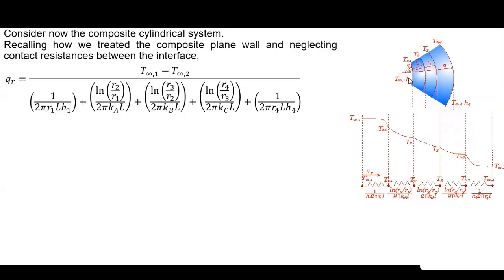That is, R3 is the outer radius of the second layer, and R2 is the inner radius of the second layer, and then divided by 2 pi Kb into L. Kb means the thermal conductivity of the material B, or the second material. Then plus natural log of R4 upon R3. So the outer radius of the third layer is R4, and the inner radius is R3. So the radius of the respective layer is to be considered.